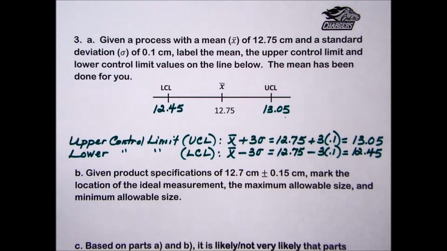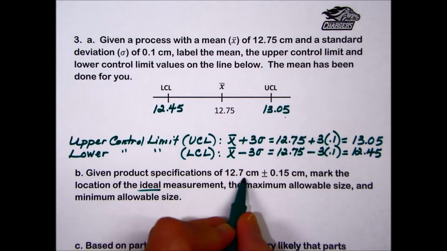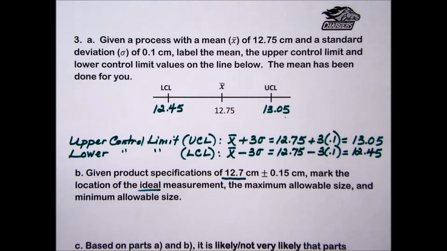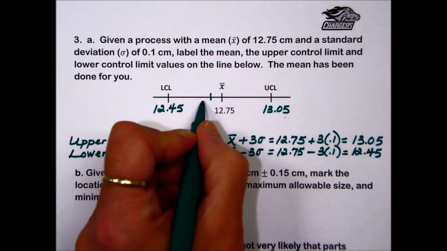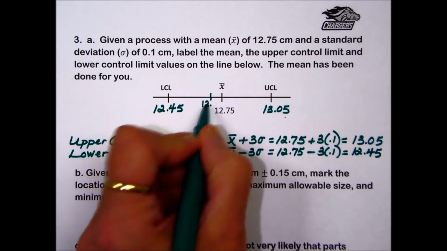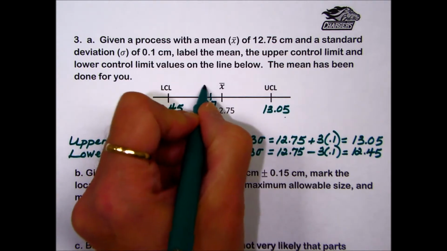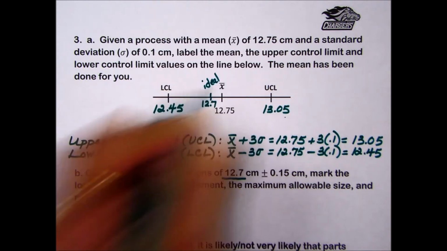In B, given product specifications of 12.7 centimeters plus or minus 15 hundredths of a centimeter, mark the location of the ideal measurement, the maximum allowable size, and the minimum allowable size. Well, the ideal measurement is the first number in this tolerance, and it would be to the left of the mean if we're looking at this as a number line. So here's our ideal measurement.